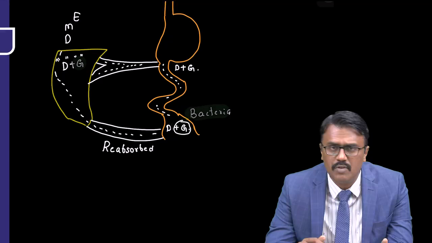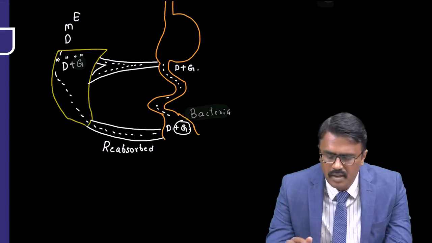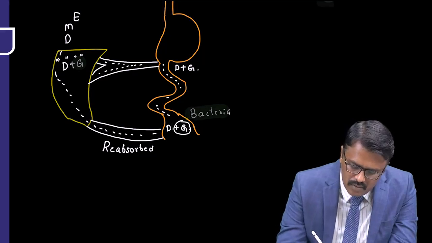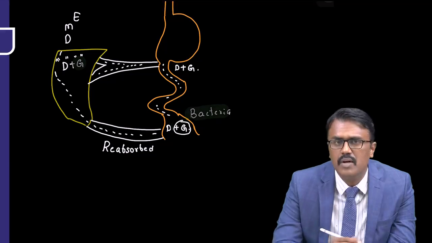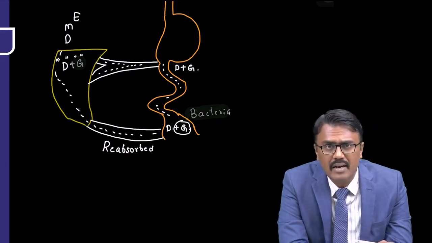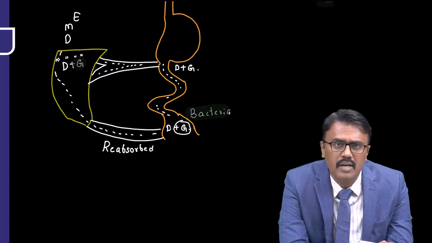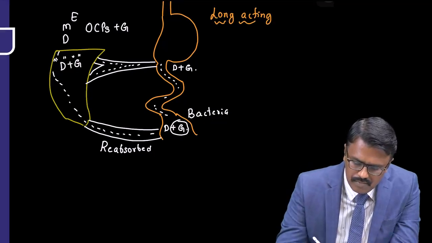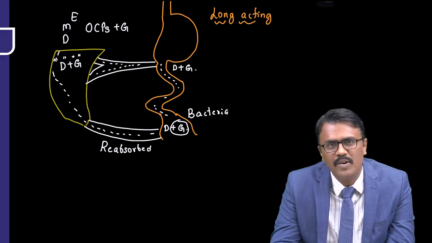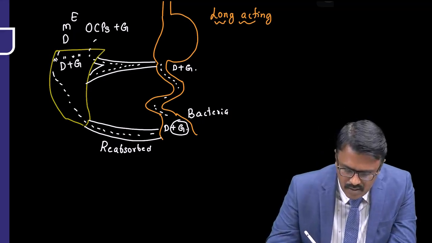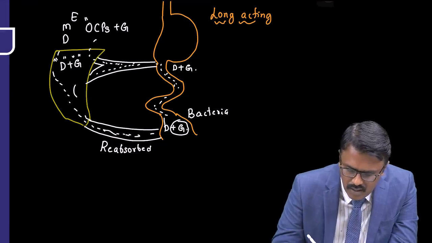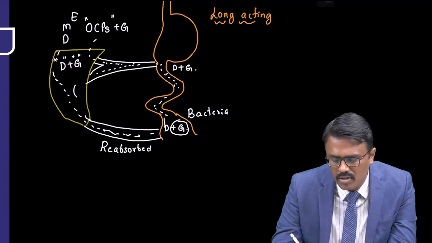So what is the importance of knowing this? The importance of knowing this is an example of OCPs. OCPs are nothing but oral contraceptive pills. They are taken by women for preventing pregnancy or for preventing conception. Now, this will also undergo glucuronide conjugation. So, OCPs will also undergo glucuronide conjugation. Now, what happens when OCPs are taken? They will go again, they get absorbed. So, the OCPs will have the same process. So, OCPs are longer acting.